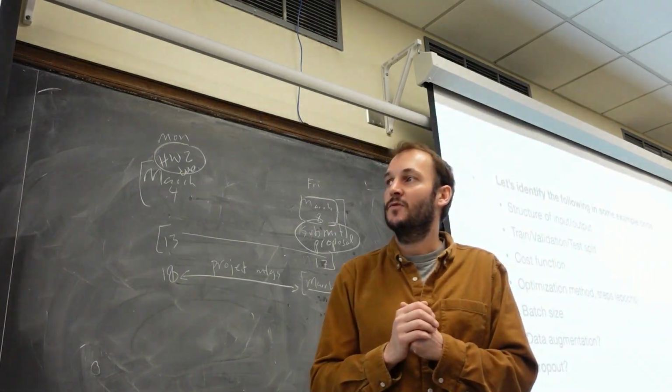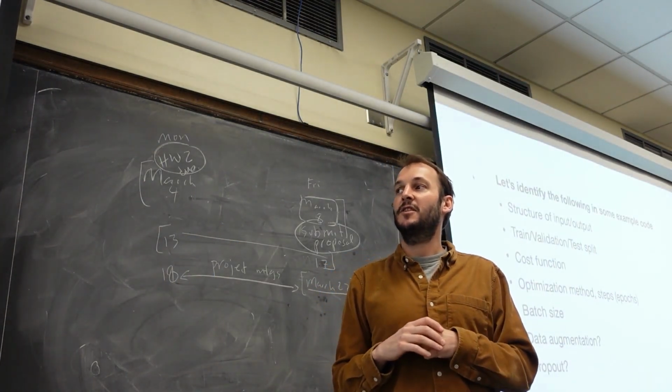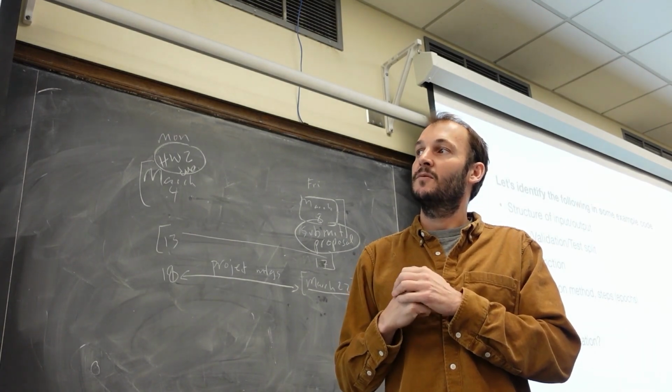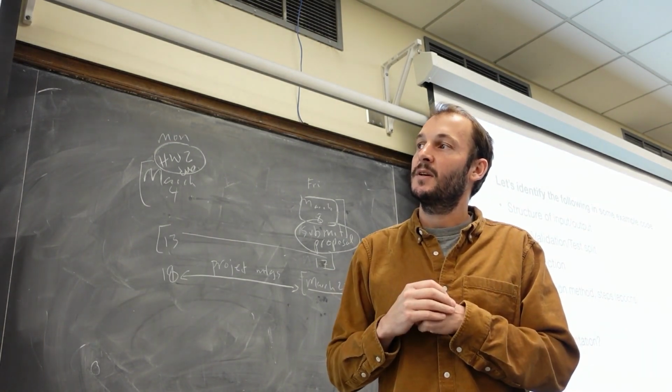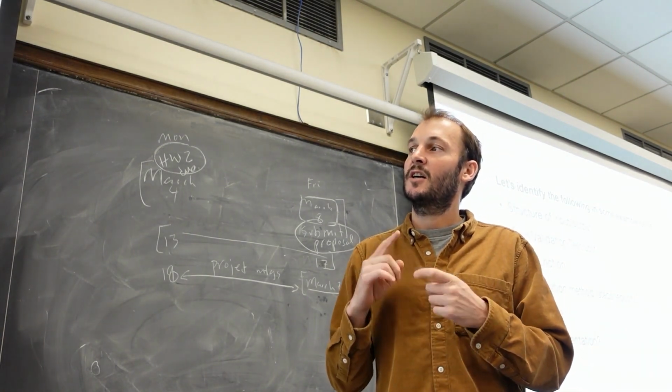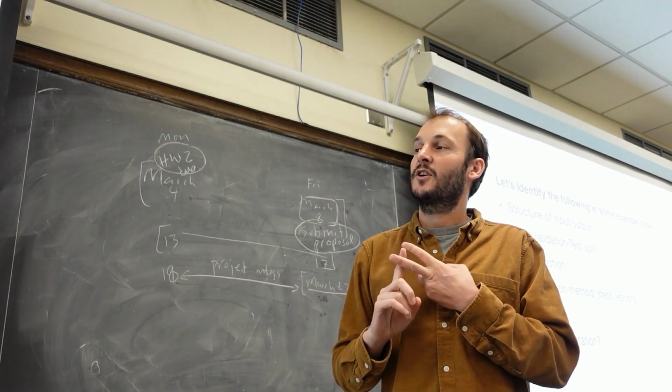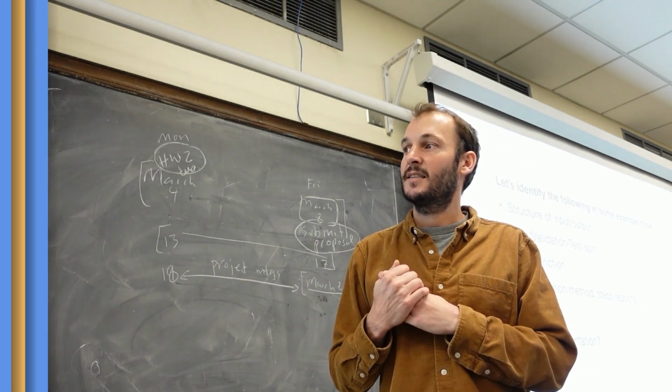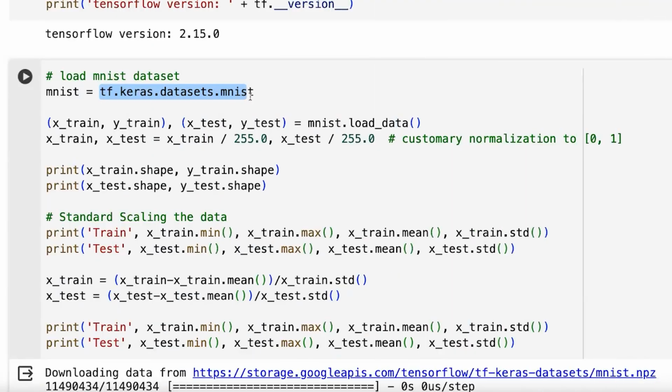And so let's look at our code real quick to see those features. We're going to look at the input, how we're splitting the data, our cost function, and the optimization method, batch size, augmentation, and dropout. This is the same code example that we went over before, but I'm just going to quickly highlight these features.